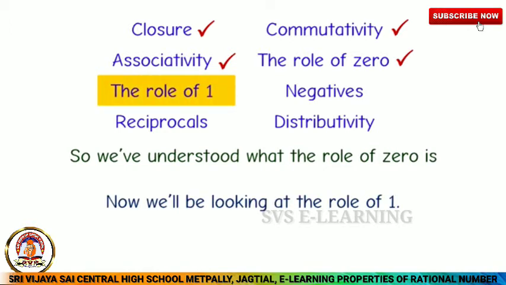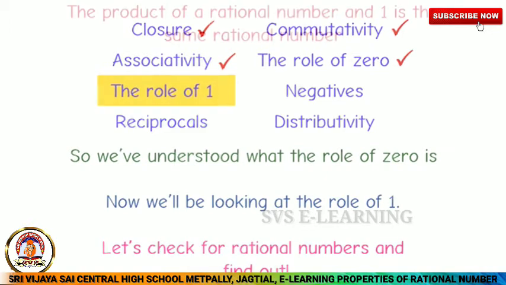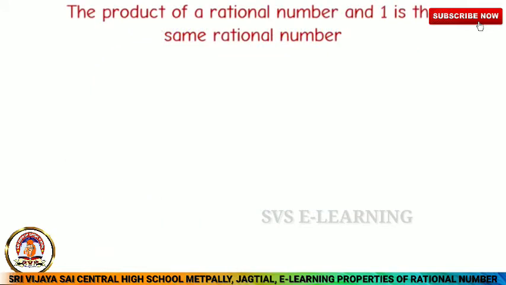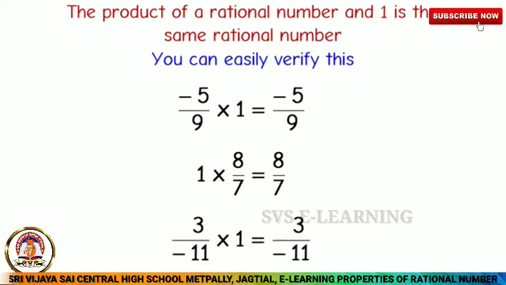Now, we'll be looking at the role of 1. Let's check for rational numbers and find out. The product of a rational number and 1 is the same rational number. You can easily verify this. Minus 5 upon 9 multiplied by 1 is equal to minus 5 upon 9. 1 multiplied by 8 upon 7 is equal to 8 upon 7. 3 upon minus 11 multiplied by 1 is equal to 3 upon minus 11.